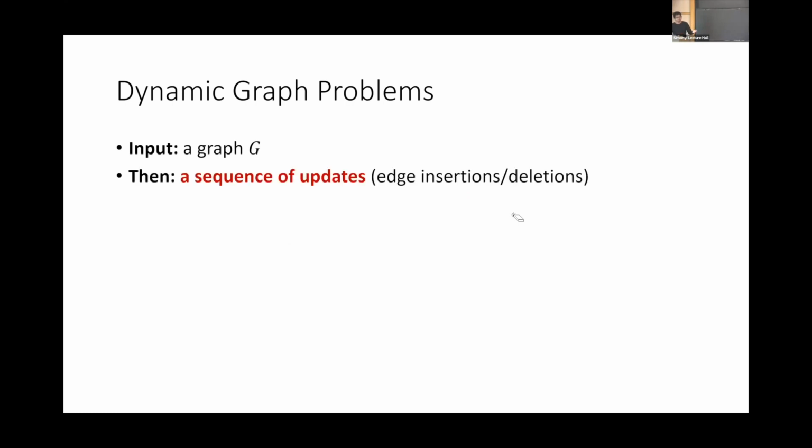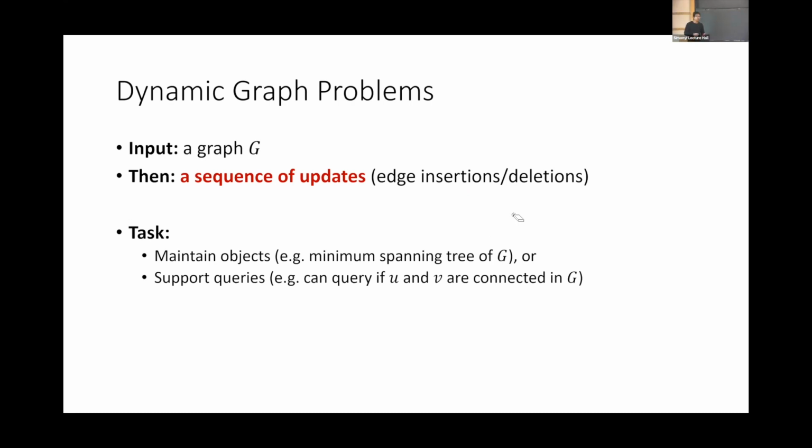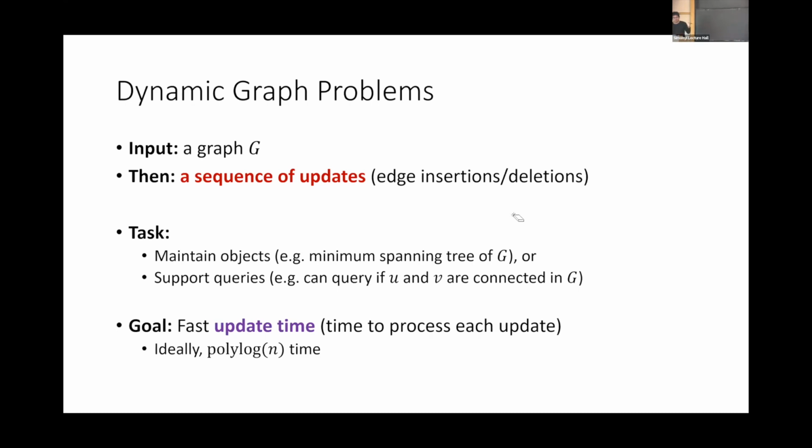So this is the area of dynamic graph problems, where the input is a graph, then a sequence of edge updates. And the task can be various things instead of connectivity, like I showed you. It can be about maintaining some nice object like a minimum spanning tree, or you might want to support queries. That is, instead of just asking whether the whole graph is connected, you can ask, given two nodes, whether these two nodes are connected or not. All kinds of questions you can ask, and people do study many questions in this area. The goal is just to get fast update time. The time to process each update should be polylog. That's the goal.